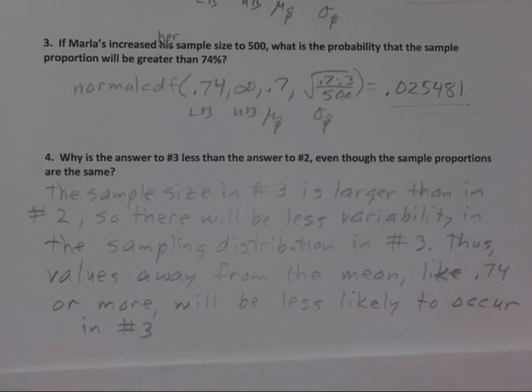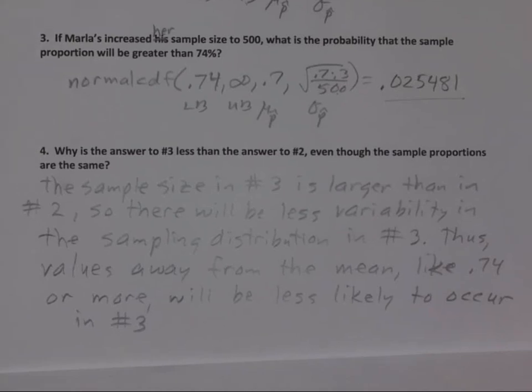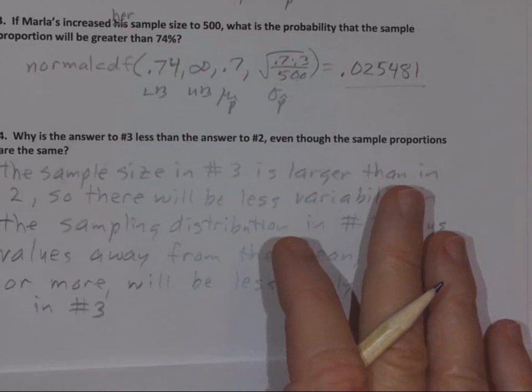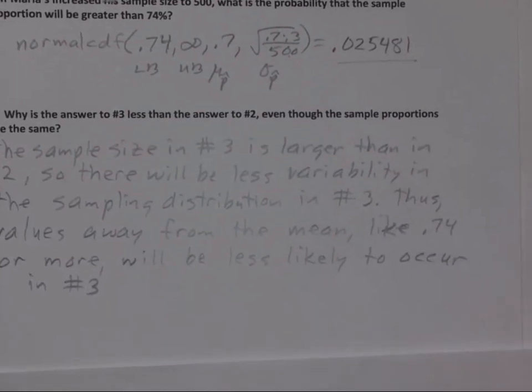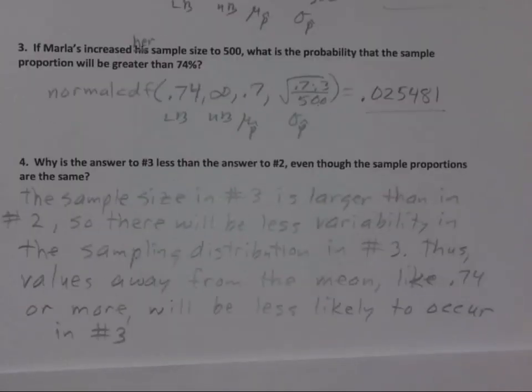When you have a bigger sample size, you're going to be more precise. You're going to be more confident that your sample value is going to be closer to the actual population value. And so therefore values away from the mean are less likely. So that's the first thing in regards to sampling distributions, sampling distribution with proportions. Now let's look at a problem with means.